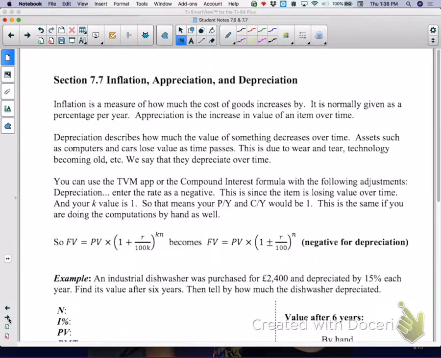Appreciation is the increase in value of an item over time. So you buy some kind of collectible, and 5 years later it's worth more money. That's appreciation. Either way, the values are going up. You're going to do them in the calculator or by hand the same way.